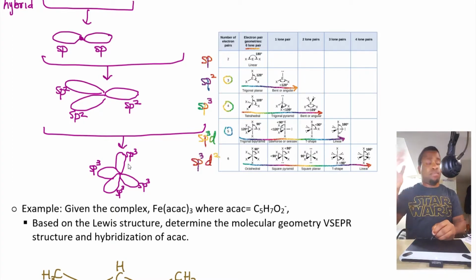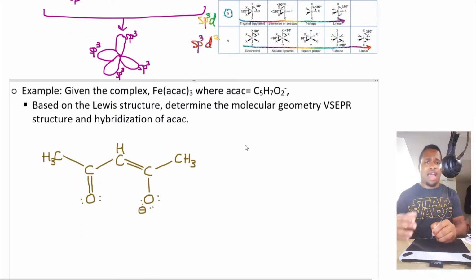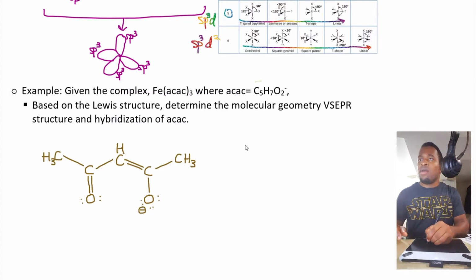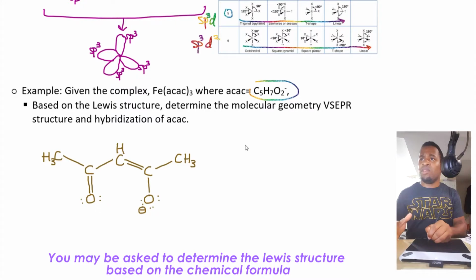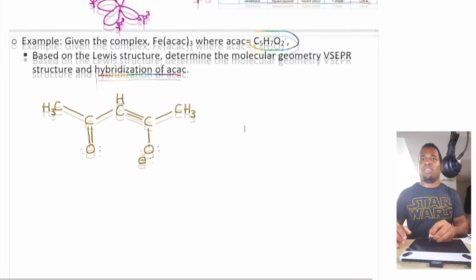So an example of this is actually given, a complex iron acetylacetonate, 3 of them, where you have this particular chemical formula, but then we're given the Lewis structure, which is great. I think for now we are asked to determine the molecular geometry, which is based on the VSEPR structure, and the hybridization of that particular ACAC, which is given right here.